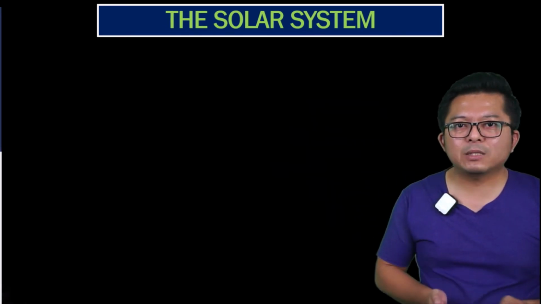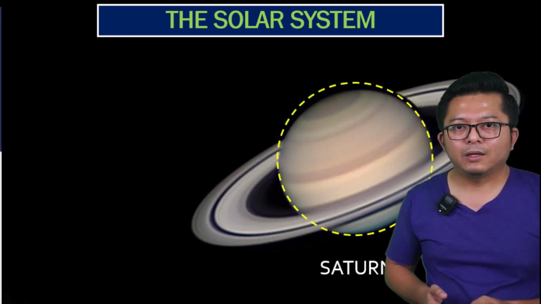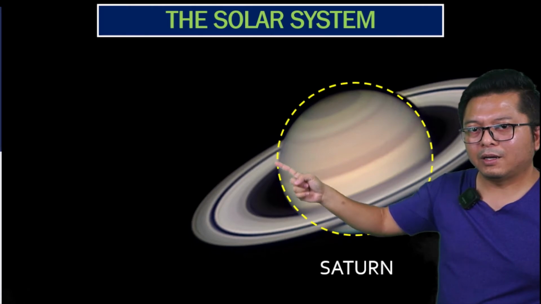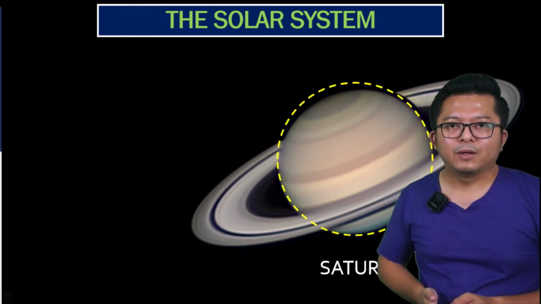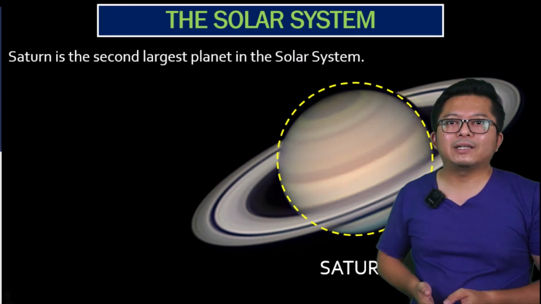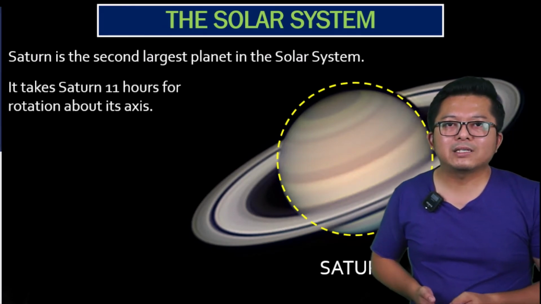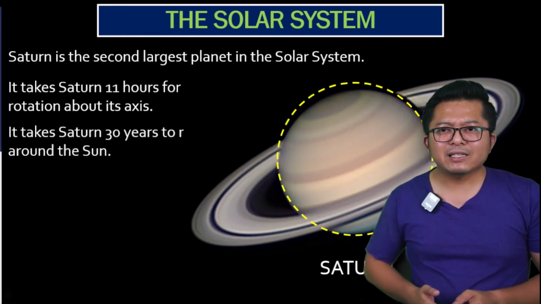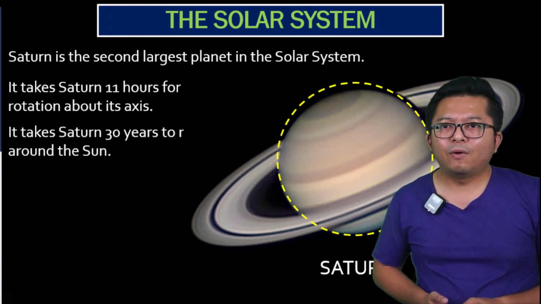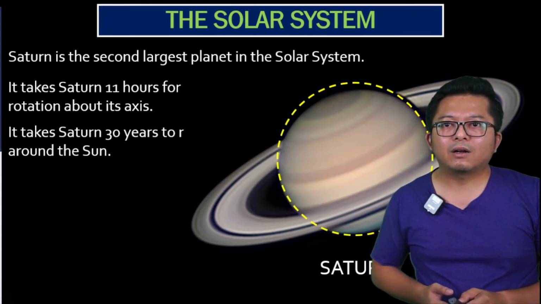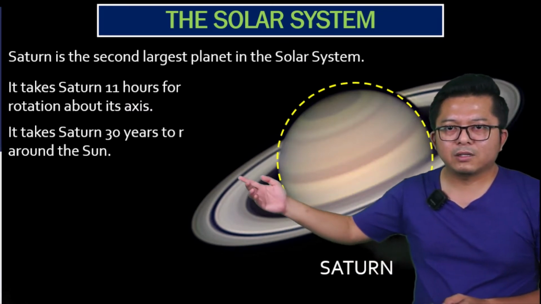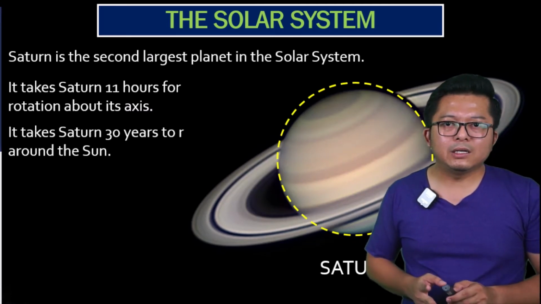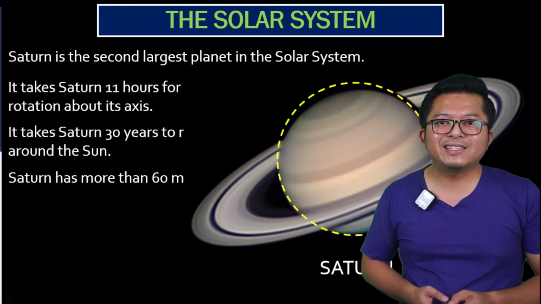Okay, moving on to the next planet, which would be Saturn. Like I said, there's a shadow here, so I drew the line to show you that it's round. Saturn is the second largest planet in the solar system. It takes Saturn 11 hours for one rotation about its axis. It takes Saturn 30 years to revolve around the sun. I'm sorry, there's some cut there. Saturn has more than 60 moons.